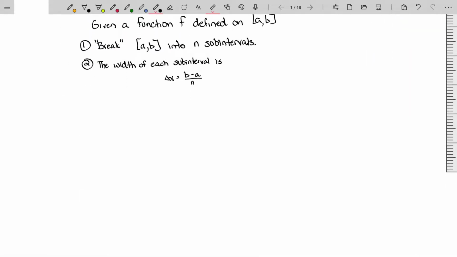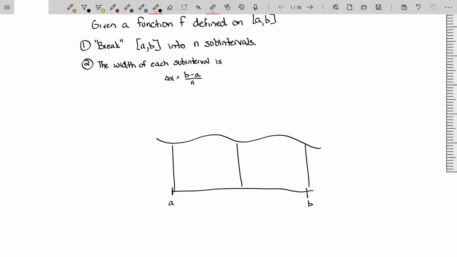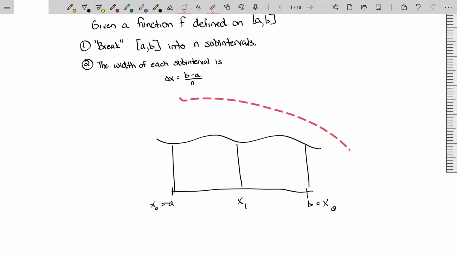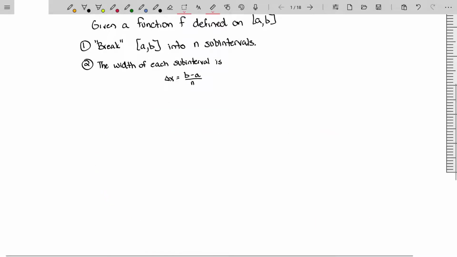Let me just convince you of something. If I had an interval start at A and go to B, and I only did 2 subintervals, well, obviously this is x0, that's x1, and notice where we would end, x2. I had 2 intervals, we end at x2. So if I have n intervals, I will end at x sub n.